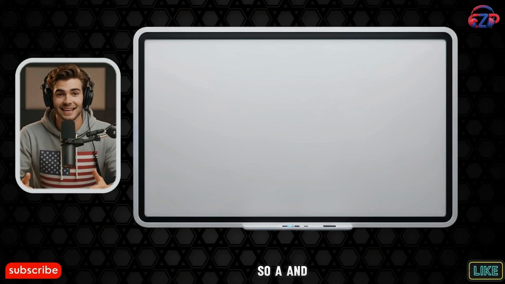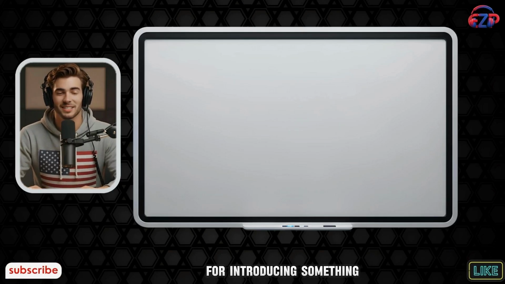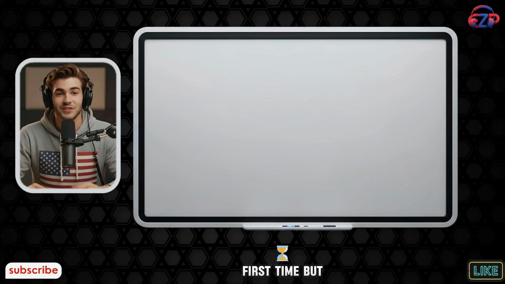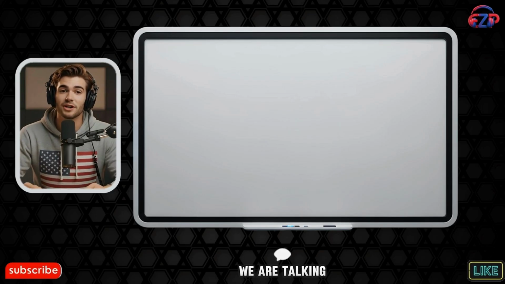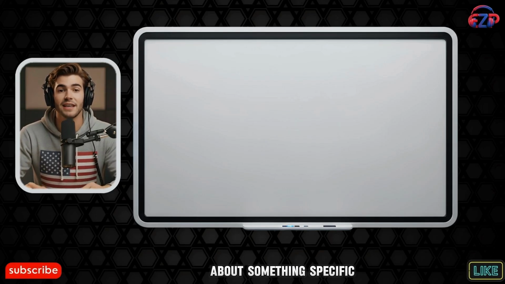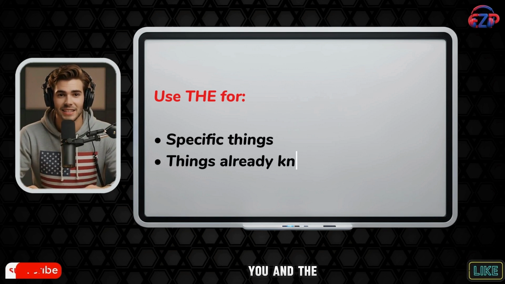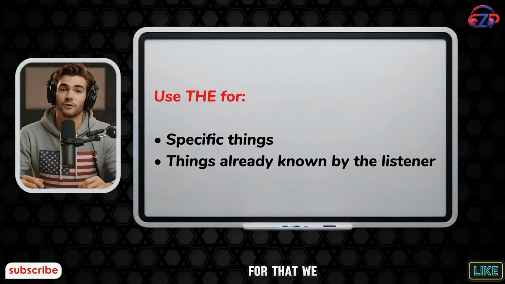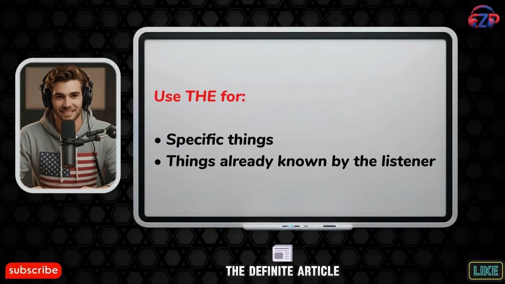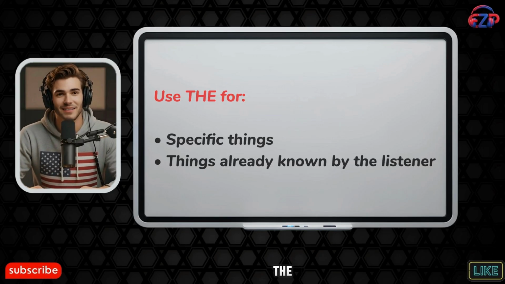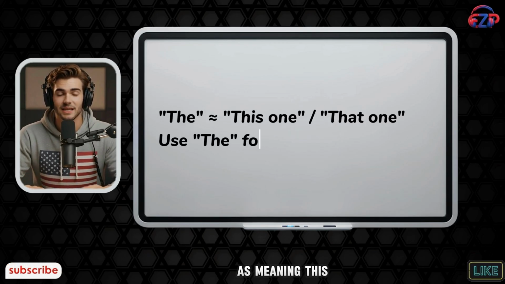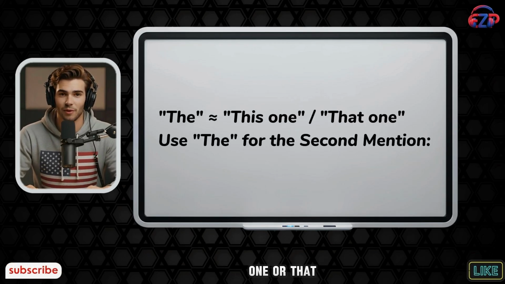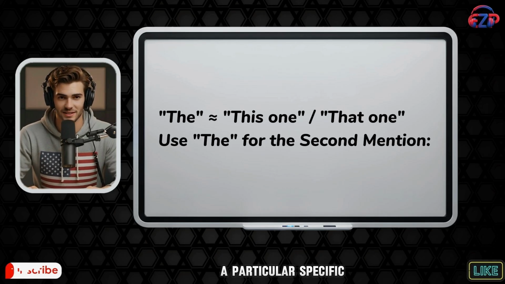So a and an are our tools for introducing something general or for the first time. But what about when we are talking about something specific? Something that both you and the listener know exactly which one you mean. For that, we use our second article, the definite article, the. Think of the as meaning this one or that one, a particular specific item.